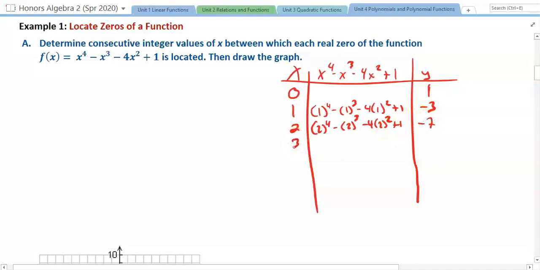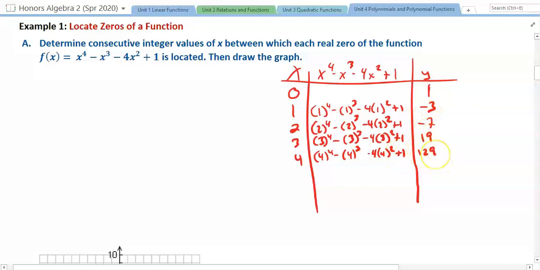And then we go to 3. So we're going to see 3 to the fourth minus 3 cubed minus 4 times 3 squared plus 1. So we've got 81 minus 27, and 3 squared is 9 times 4 is 36, plus the 1, and getting all that together, we're going to get positive 19. Let's go to 4 and just see what happens. So we're going to get 4 to the fourth minus 4 to the third minus 4 times 4 squared plus the 1. 4 to the fourth is 256, minus 4 cubed, minus 4 times 4 squared, which is again another 4 cubed, plus the 1, and so that tallies out to 129.